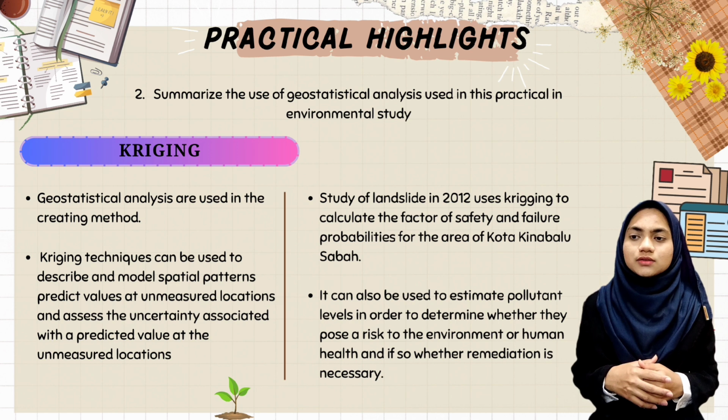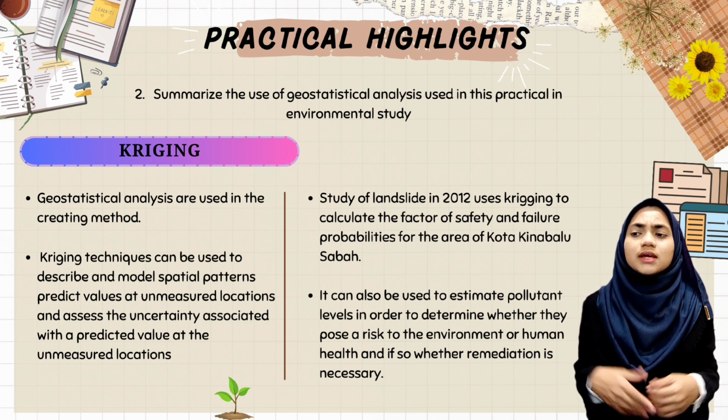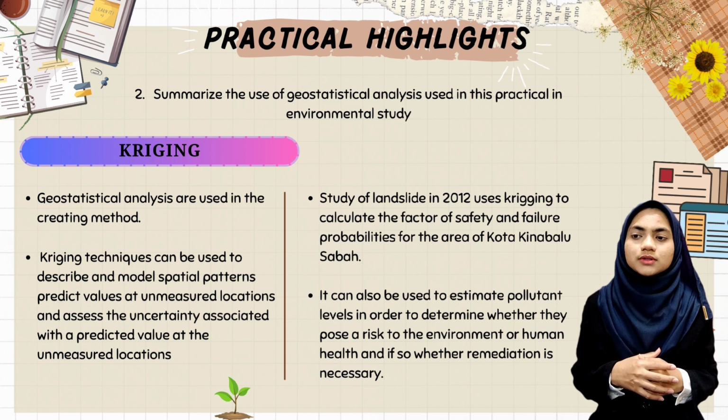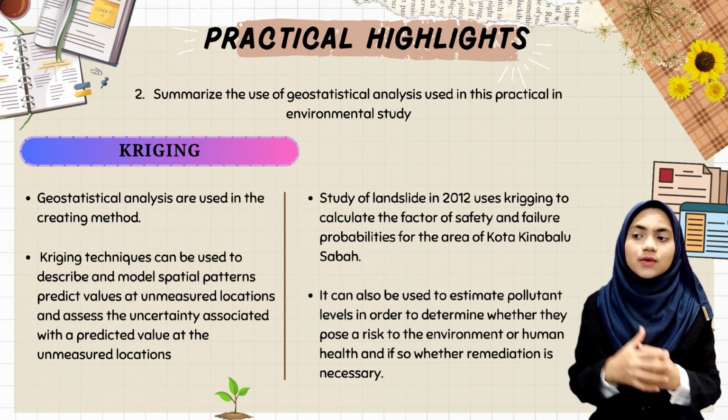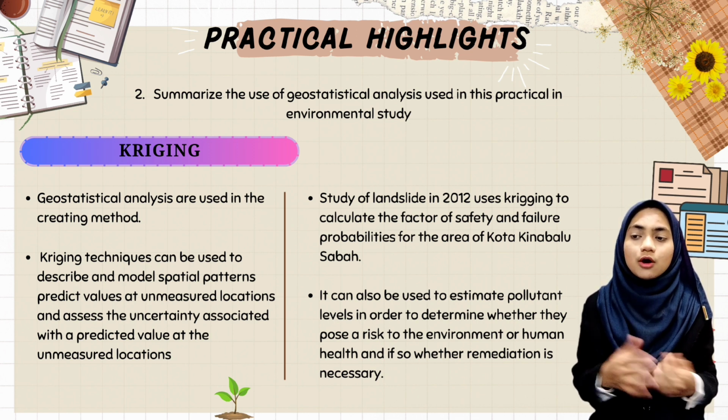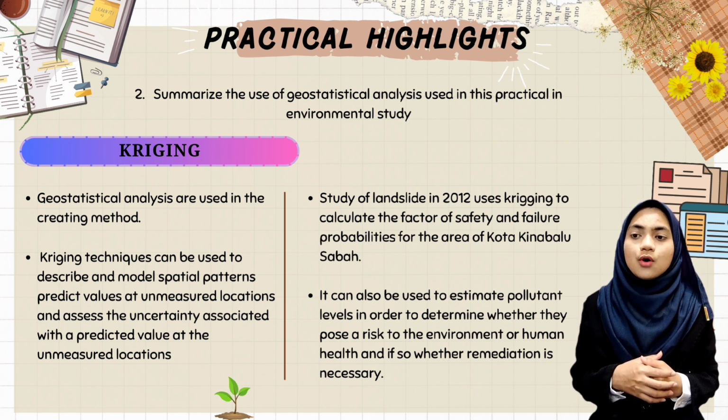A study of landslides in 2012 used kriging to calculate the factor of safety and failure probability for the area of Kota Kinabalu, Sabah. It can also be used to estimate pollutant levels in order to determine whether they pose a risk to the environment or human health, and if so, whether remediation is necessary.